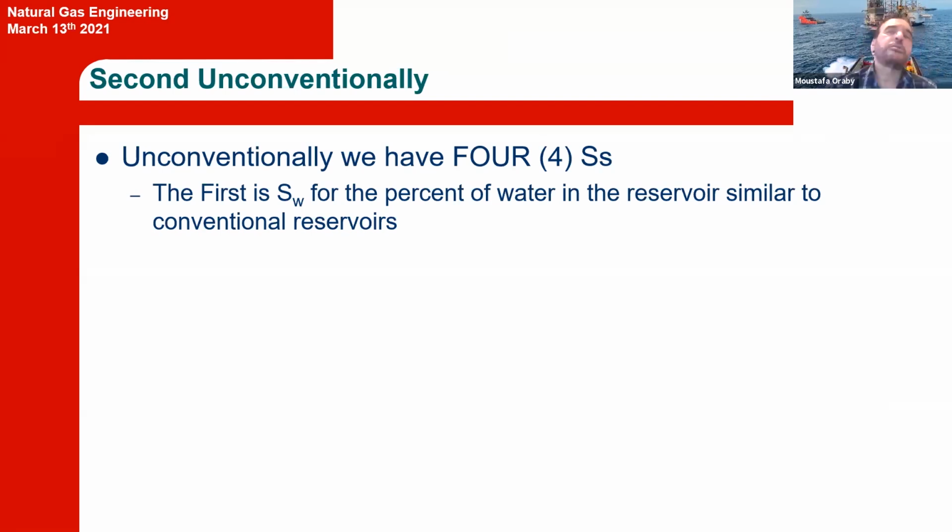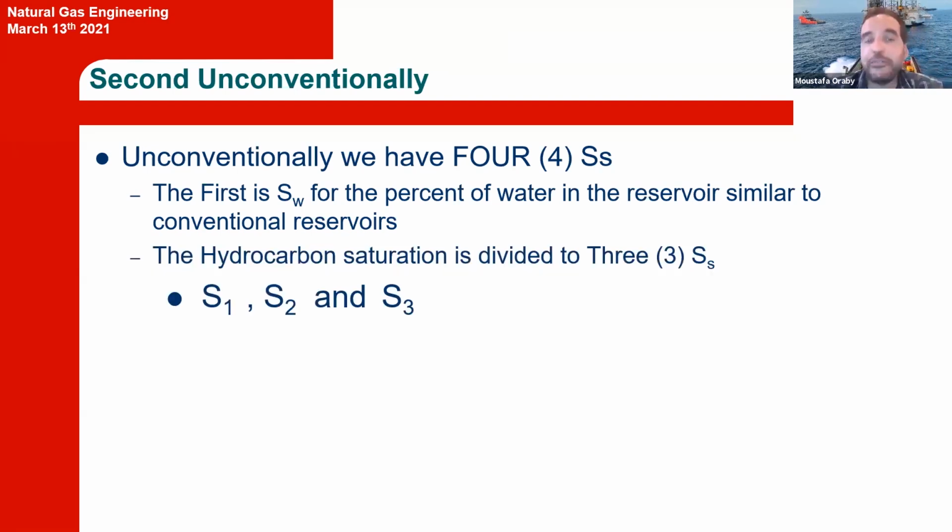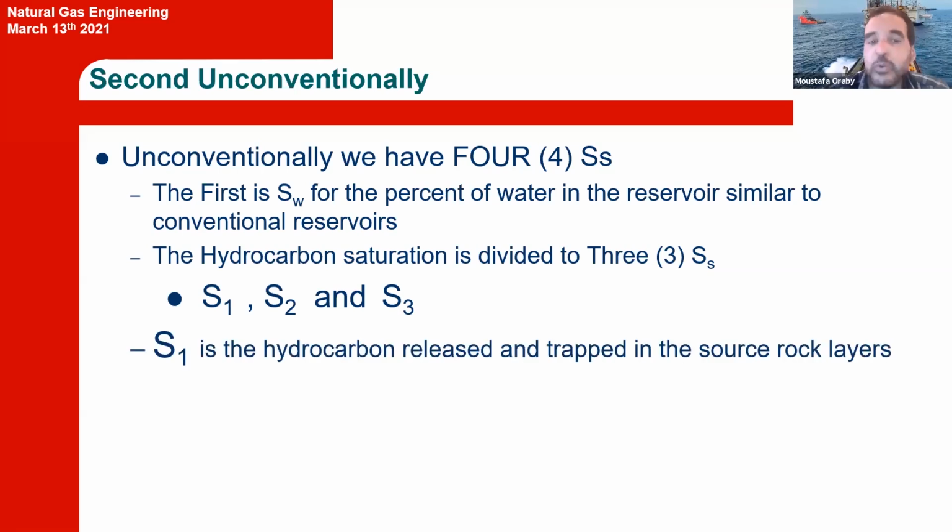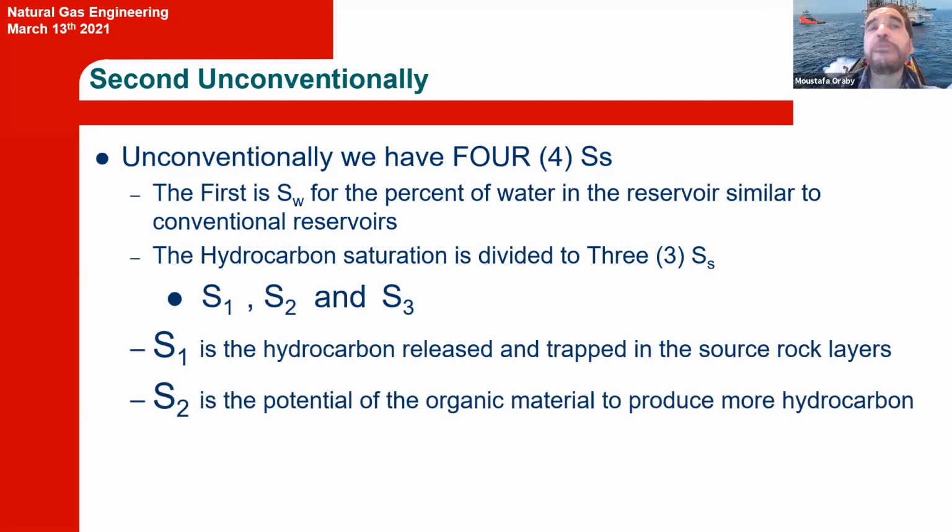What do you mean, hydrocarbon that I lost? This is something very important. Okay, let's just take it one by one first. So you have S1, S2, S3. S1 is the hydrocarbon released and trapped in the source rock now. S2 is the potential of the organic material to produce more hydrocarbon. So what is S3? S3 is bad news. Bad news, like in your kitchen when the food is expired. This is bad news, no longer of benefit to you. Okay? This is the same thing.